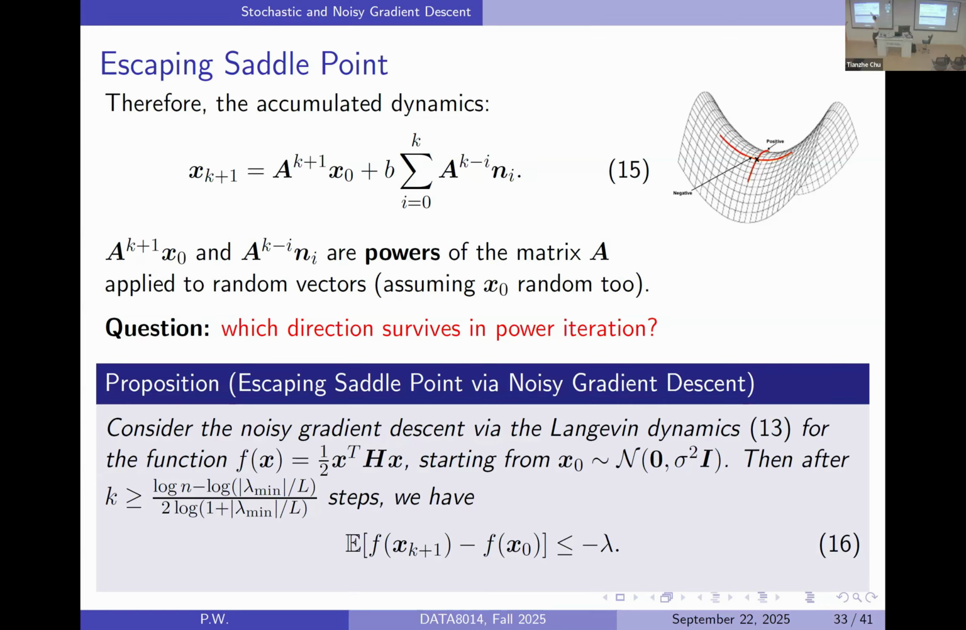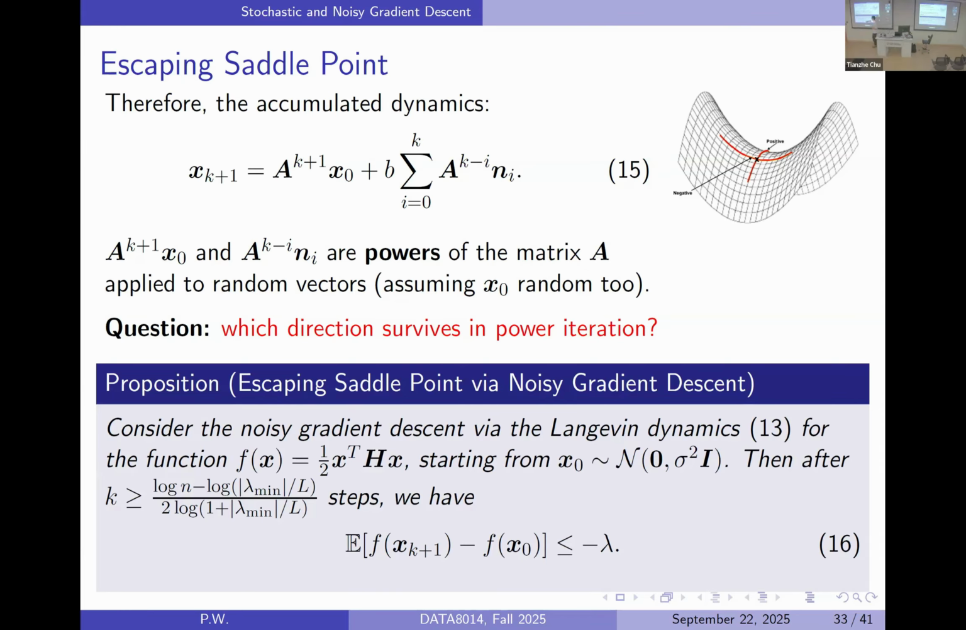In the literature, they also call this power iterations, used to compute the leading eigenvalue of a matrix, right? Power iterations. And it has been shown in the paper that noisy gradient descent can escape from the saddle point. That is, you consider noisy gradient descent, the Monte Carlo iteration for this function, starting from a random Gaussian with mean 0 and covariance sigma squared identity.